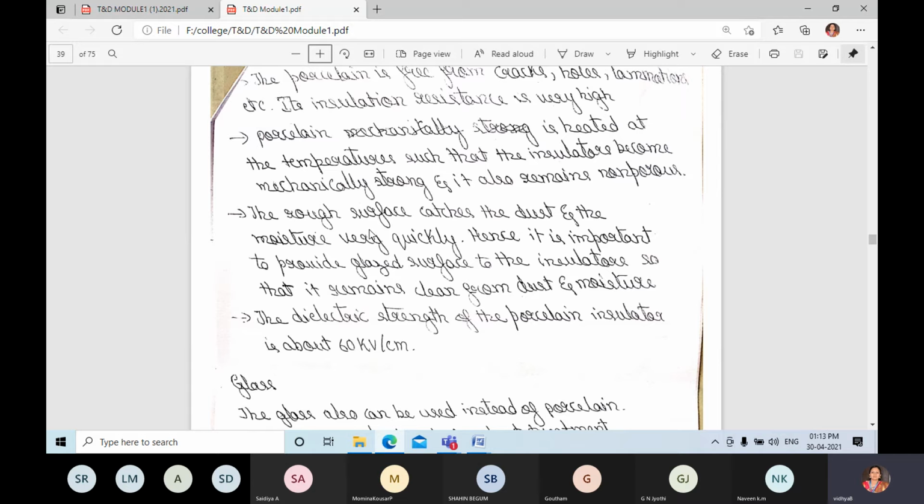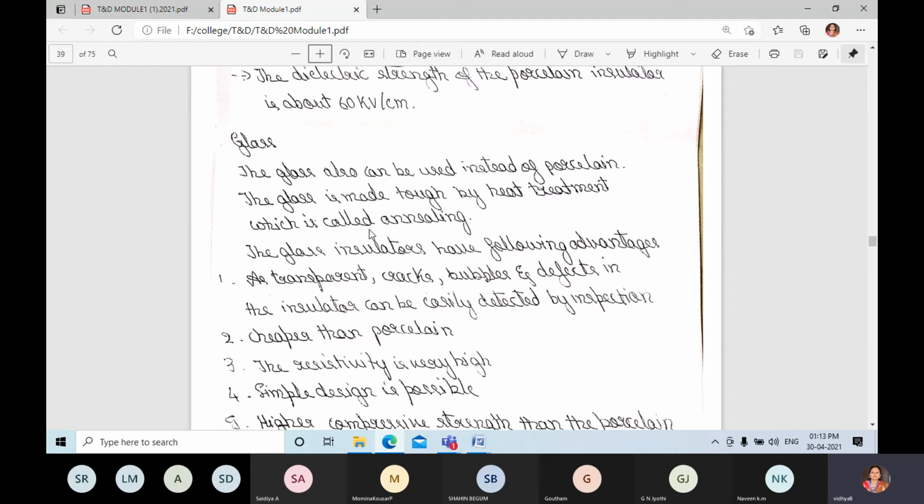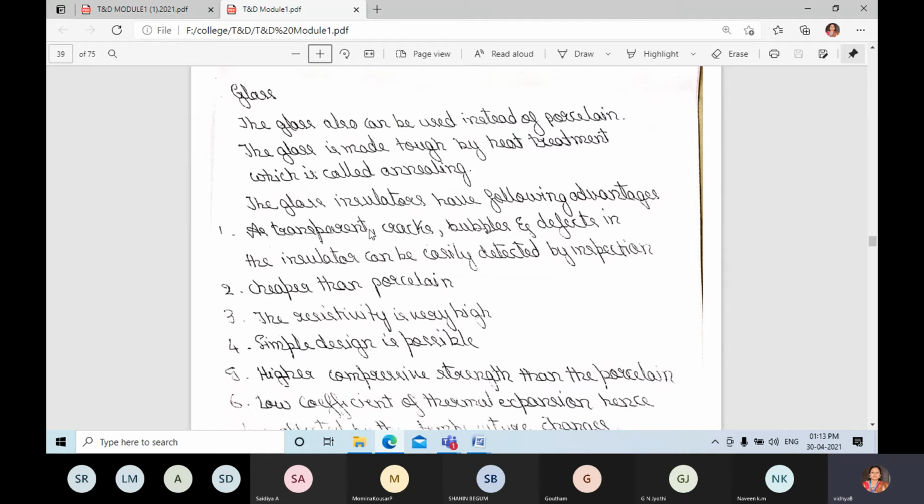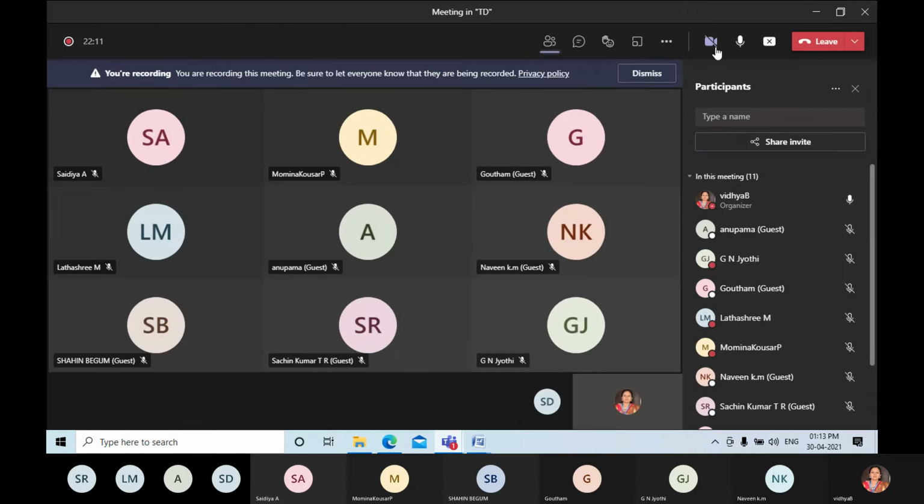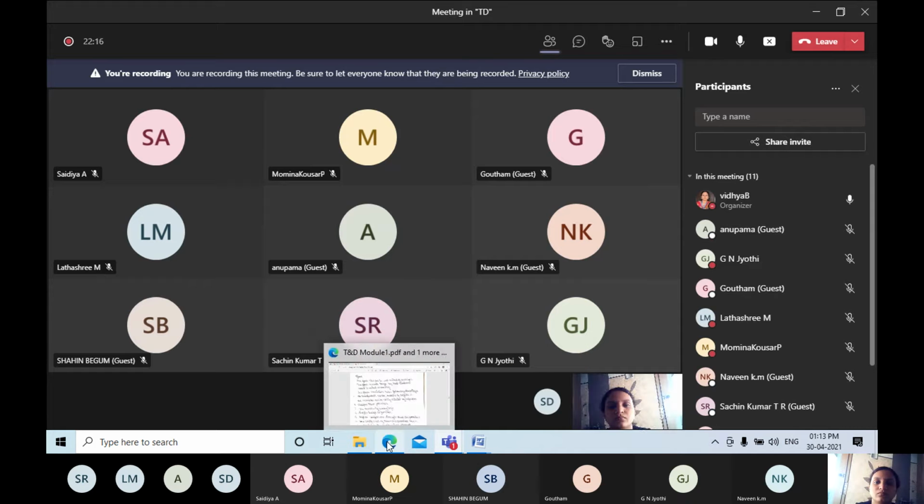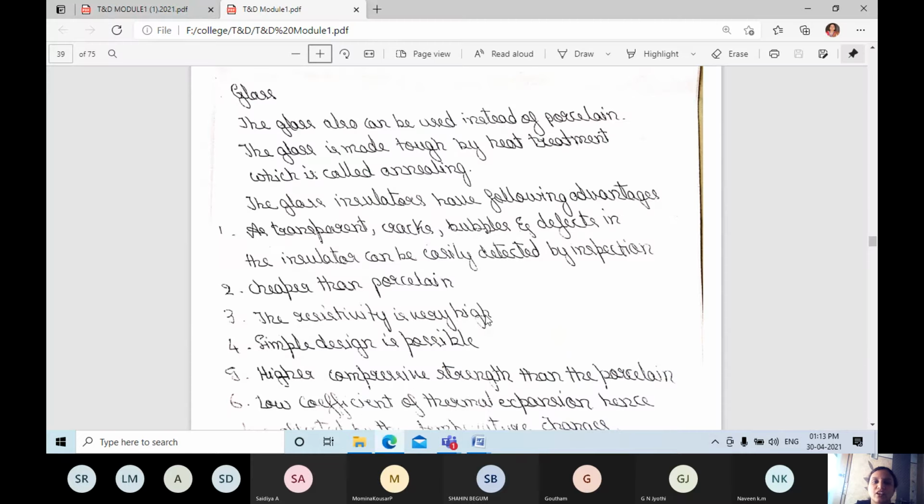Next, the dielectric strength of the porcelain insulator is about 60 kV per centimeter. Next is glass. Here glass also can be used instead of porcelain. The glass is made tough by heat treatment, which is called annealing.